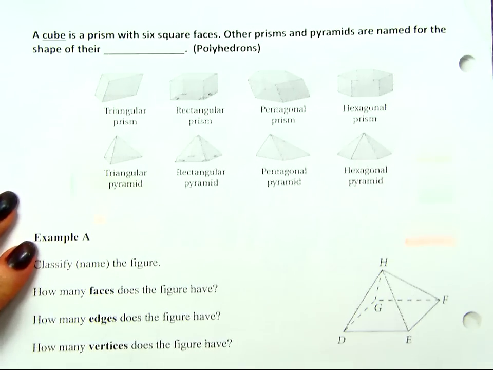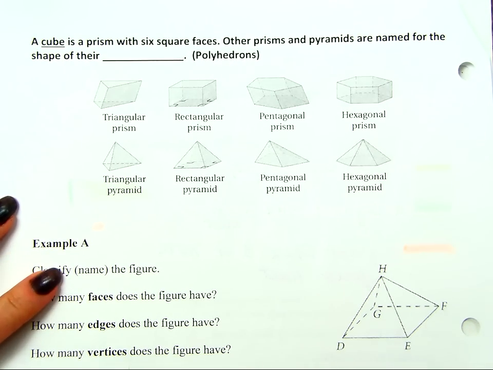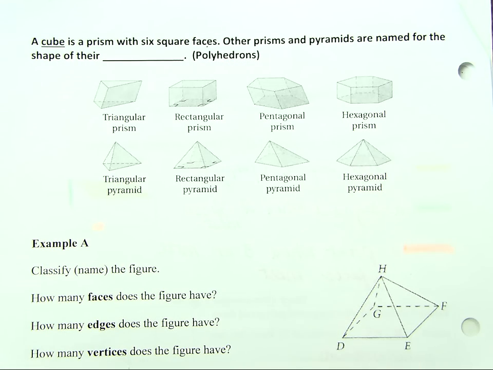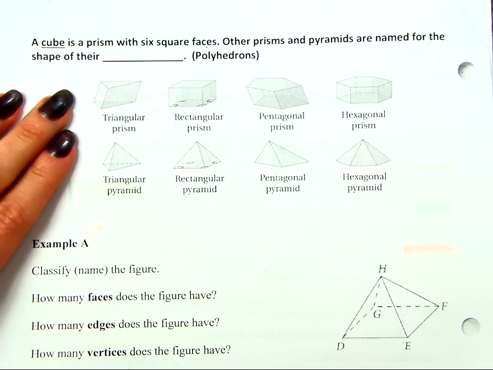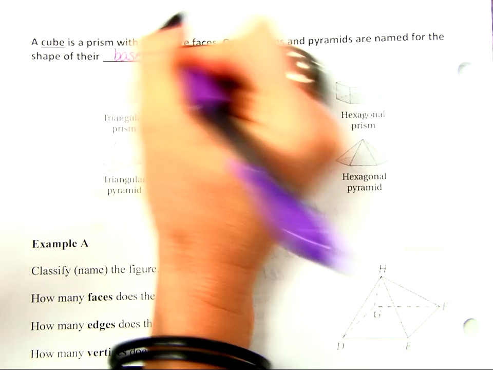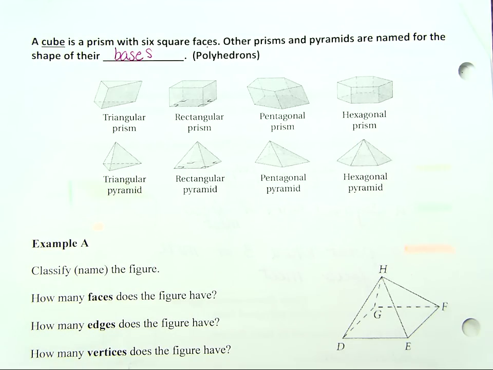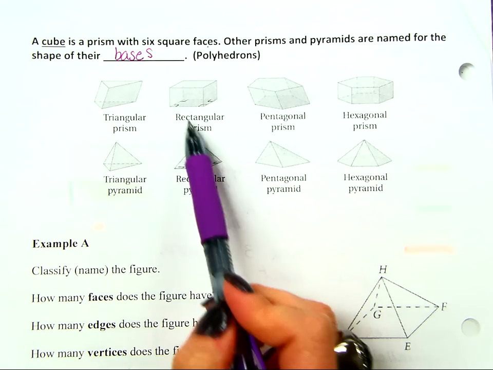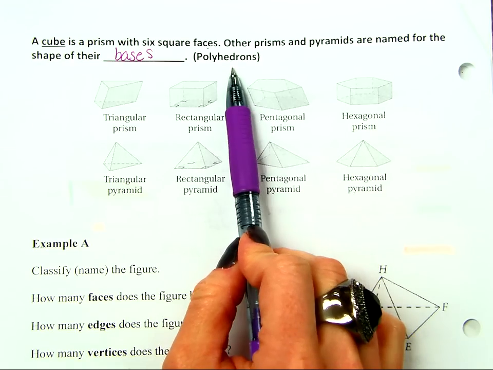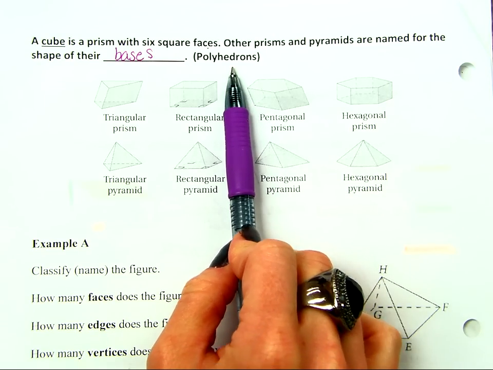At the top, it says that a cube is a prism with 6 square faces. Other prisms and pyramids are named for the shape of their bases. So when we're trying to decide how we would classify our figures, we need to be able to determine what the shape of their base is. Now, our three-dimensional figures, the family name for these is polyhedrons. Okay, all of these are polyhedrons.